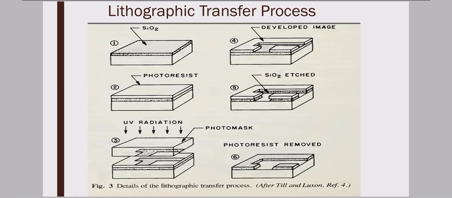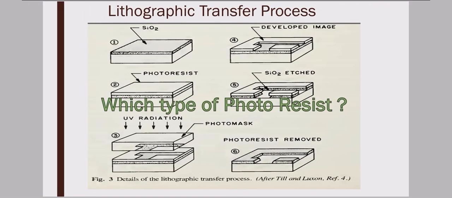And in the sixth one the photoresist has also been removed. So this is your basic lithographic transfer process. As I already told you, there are two types of photoresist. One is your positive photoresist and one is your negative photoresist. We are going to discuss them in coming lectures and in coming slides.